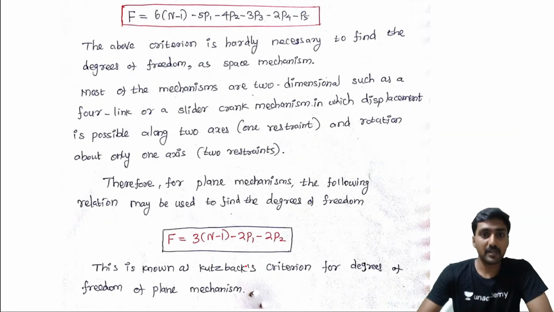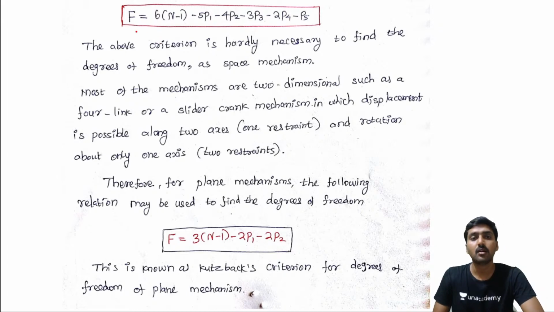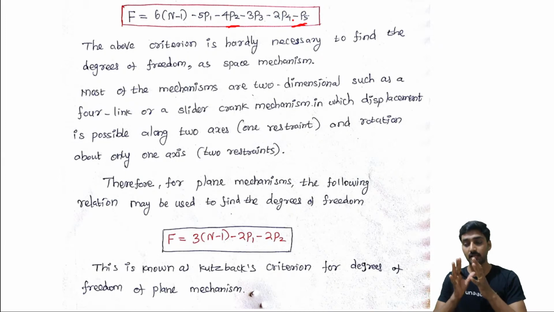Now for the spatial mechanism, based on the number of links and degrees of freedom in space: F is equal to 6 into n minus 1, minus 5p1, minus 4p2, minus 3p3, minus 2p4, minus p5. This is the degrees of freedom for any mechanism in space.